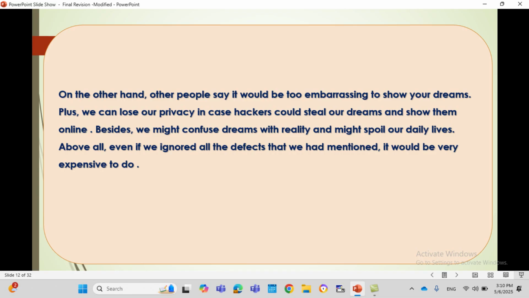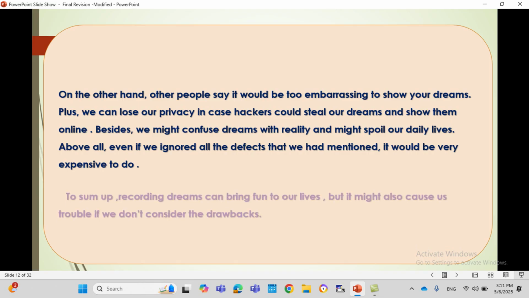And here the writer is listing the disadvantages. On the other hand, other people say that it would be too embarrassing. You will feel shy to show your dreams. Plus, we can lose our privacy in case hackers could steal our dreams and show them online. Besides, we might confuse dreams with reality. We might mix both of them and might spoil our daily lives. Above all, even if we ignored all the defects that we had mentioned, it would be very expensive to do.